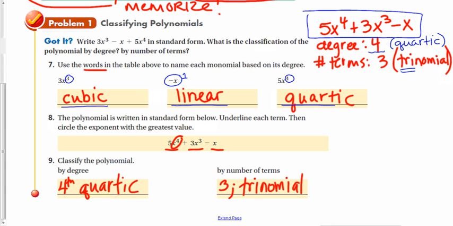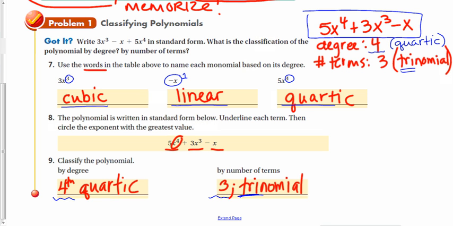Number 8, the polynomial is written in standard form below. Underline each term. So we have 3 terms that are underlined. Then circle the exponent with the greatest value. The exponent with the greatest value was 4, and that's what tells us that in number 9, this is a 4th degree polynomial, or again called a quartic. By the number of terms, it has 3 terms, which makes it a trinomial.